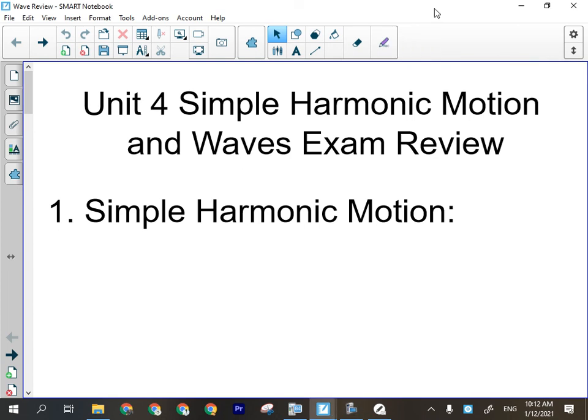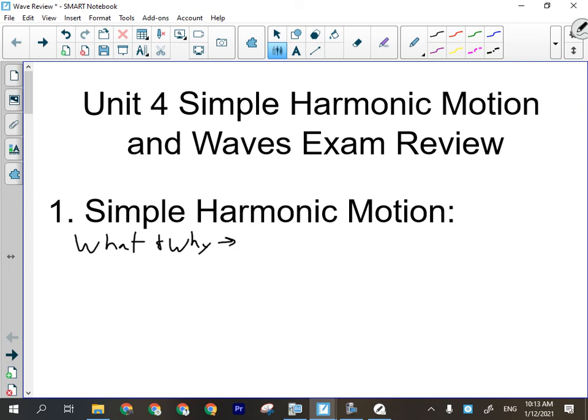So for today, the first thing we started talking about in this unit was simple harmonic motion. You need to know what it is and why it happens. By the what and why, it's any motion that repeats a cyclic pattern. Those cyclic patterns happen because restoring force varies linearly with displacement.